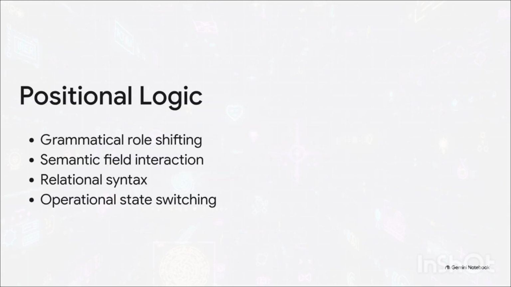Because of this insane flexibility, positional logic means a glyph's grammatical role can actually shift from a noun to a verb depending purely on where it sits. It interacts with its semantic field and relies on relational syntax. Ultimately, this means we can achieve incredibly high semantic density. We're talking about communicating a vast amount of meaning, tone, and logic in just a handful of characters.